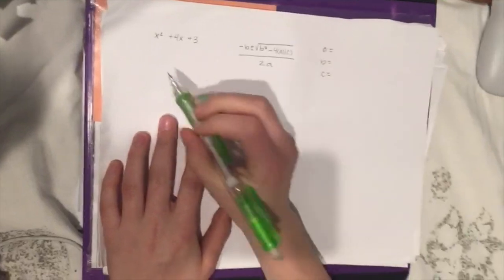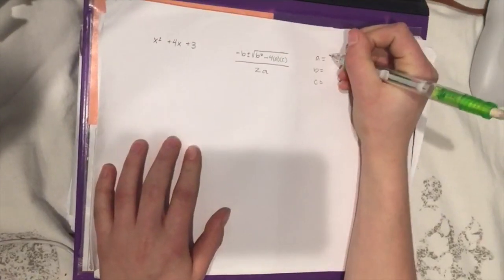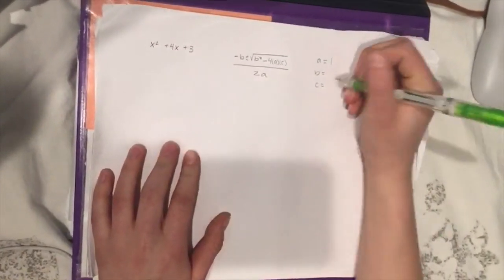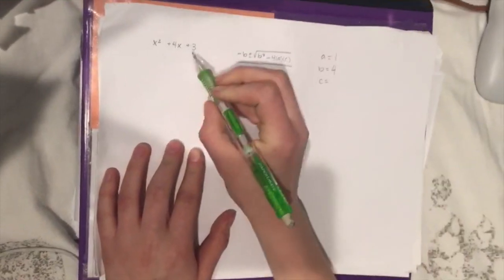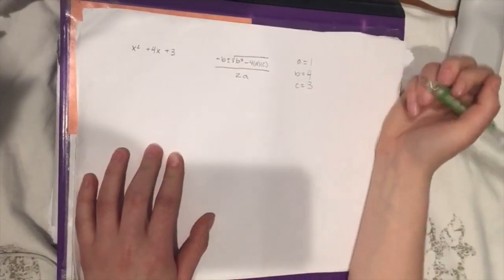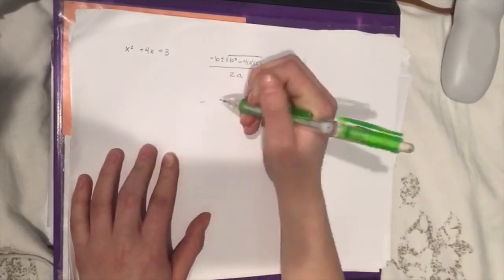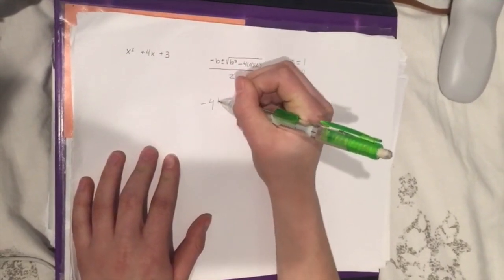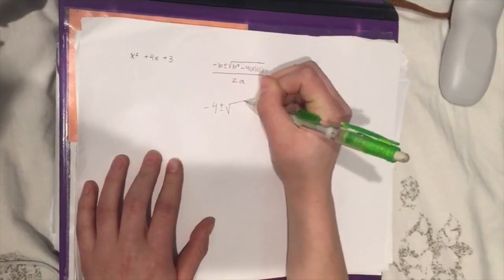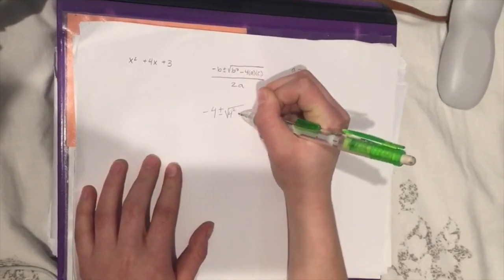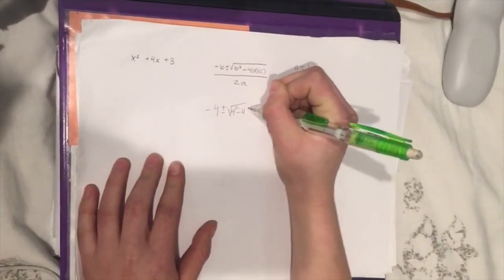We're solving quadratics with the quadratic formula, and the first thing we're going to do is find the a, b, and c values. So a is going to be 1, b is going to be 4, and c is 3. And we're going to put that into the quadratic formula, and then we're going to solve it.